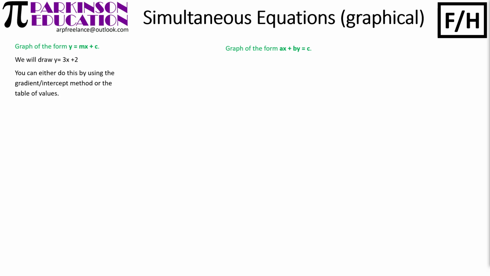There's two methods. You can use the gradient intercept method or the table of values. Either one will give you the same answer. Use whichever one you're most comfortable with. I'm going to use the table of values purely because it's easier at this point. You've got to pick two values of x. I use 0 and 1 just because they're nice and low. Use what you want. It doesn't make the slightest bit of difference.